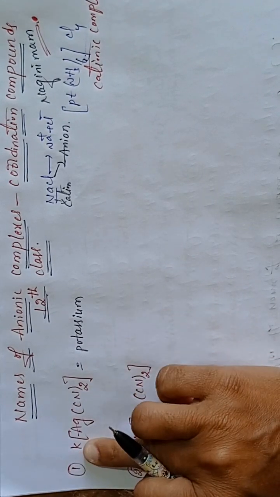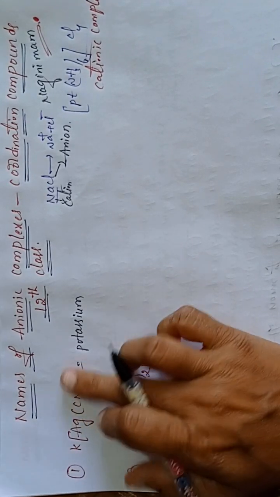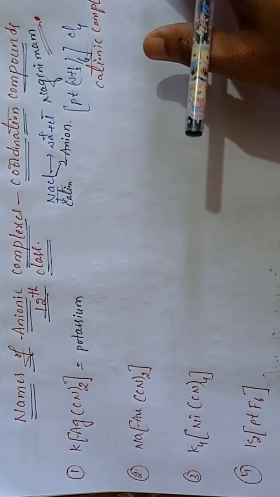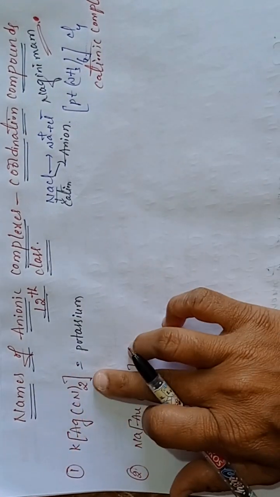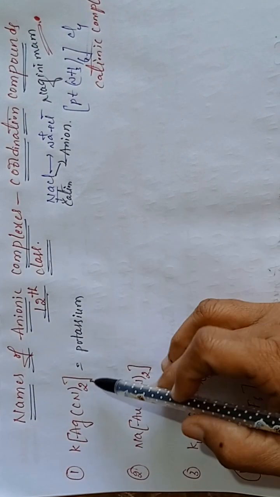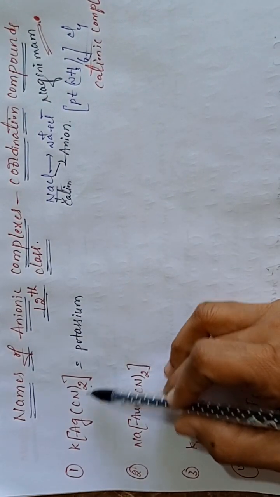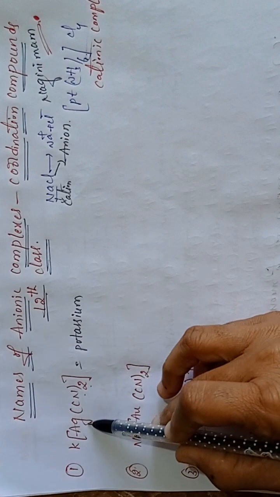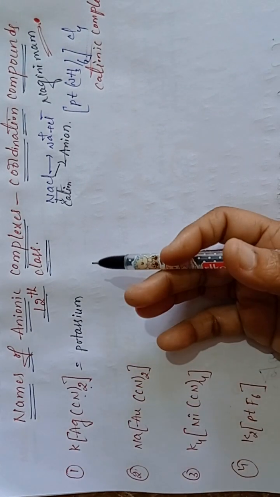The cation name is potassium. Next, the square bracket part is called the coordination entity. In this, what do we have to write first? The number of ligands should be written first. Next, the name of the ligand, the name of the central atom, and the oxidation state of the central atom. This is the sequence. Yes or not?